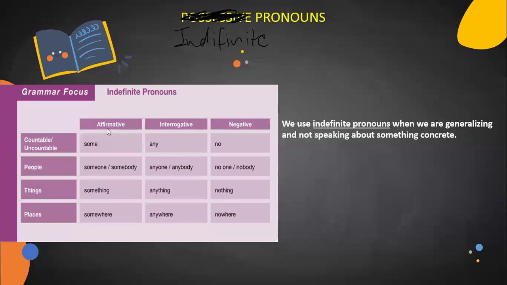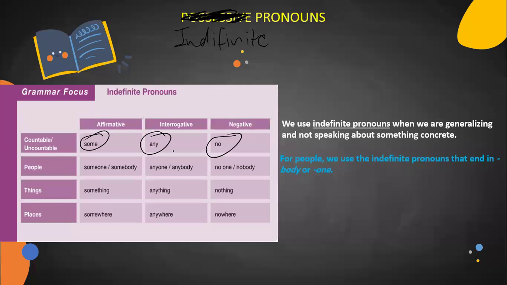Okay, what are they and when do we use them? We use the indefinite pronouns when we are generalizing and not speaking about something concrete. We are not talking about a specific thing or a specific place or a specific person. We are talking generally. We have these words: some, any, and no. And we will know the differences between them.